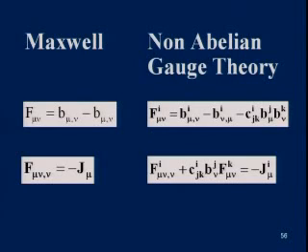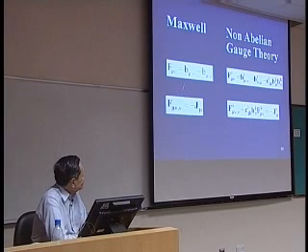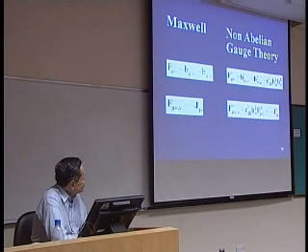Maxwell's equation is like this. I'm sure you realize this. This equation is a combination of Faraday's law and Gauss' law. This equation, this is the source, is the combination of Coulomb's law and Ampere's law. I'm sure you have seen these 2 equations. With the non-abelian gauge theory, you have these equations.